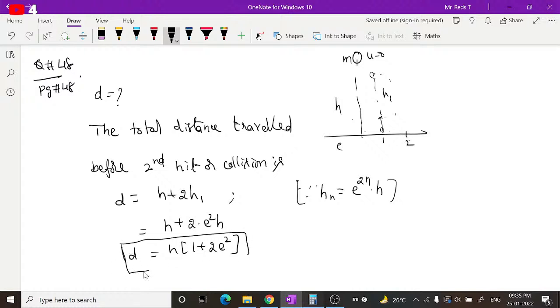If the numerical value of height is given, say a ball is dropped from a height of some 10 meters or 4 meters or 9 meters, then you have to substitute the value and you will get some numerical value. That's it. Okay, this is a general relation for it. The distance traveled before the second hit is h into 1 plus 2 e square. Note it down.